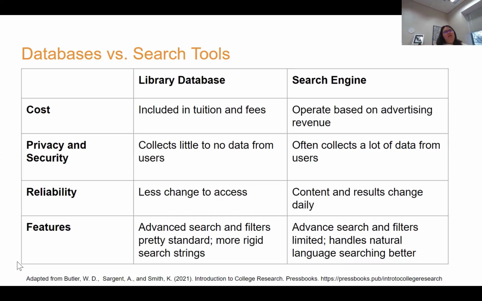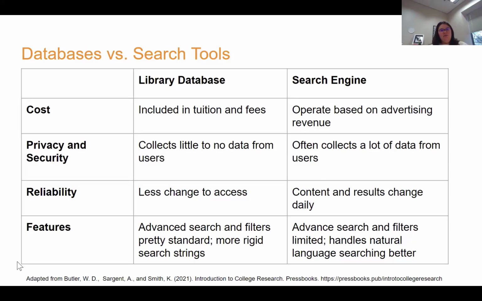With reliability, this is a way to kind of get access to things. I'm not even going to touch on credibility, because credibility is a very situational item. What makes a source of information credible will change based on the situation that you're in. But I will say that library databases usually have less change in how you're able to access them. The interfaces usually stay the same. The content is usually pretty static.